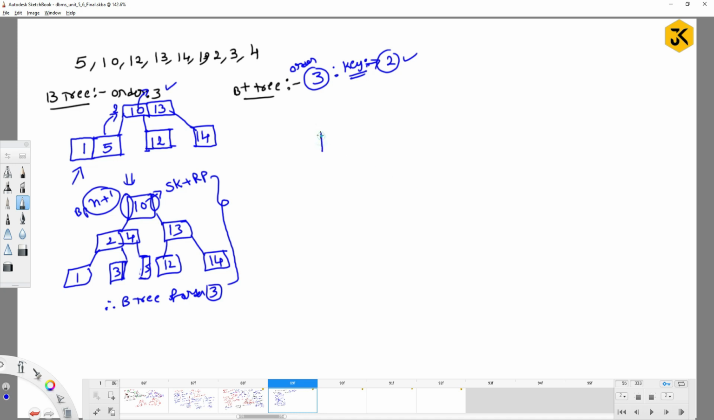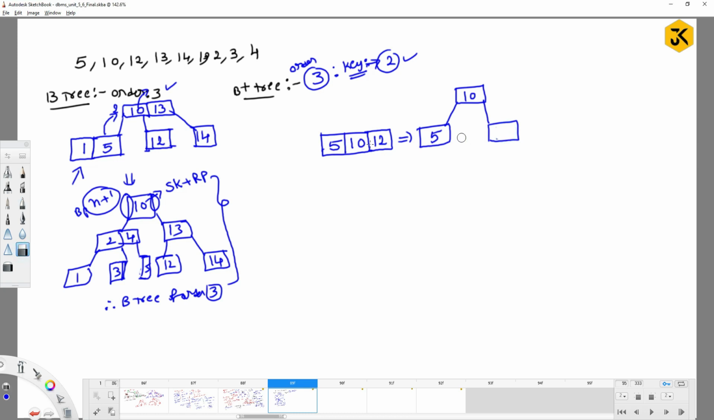So first I will try to take the first node 5. Is there any problem? No. Then I have taken the 10. If I took the 10, there is no problem. Then I will consider the 12. If I consider the 12, definitely there is going to be a problem. If there is going to be a problem, what you are going to do? You are going to take out the middle one and you are going to make it grow towards the upside, right? 5, 10 and 12. This is what actually in B-tree is going to happen.